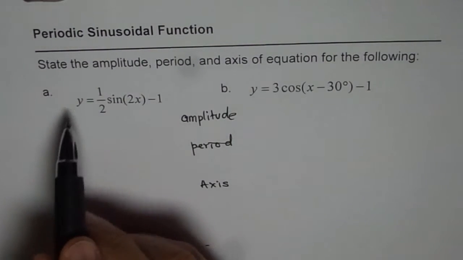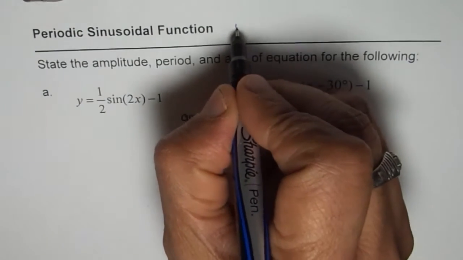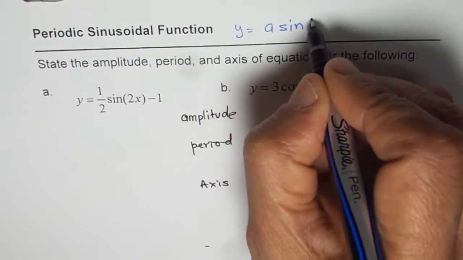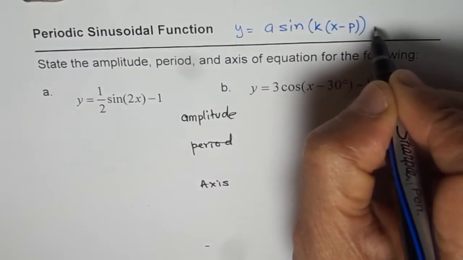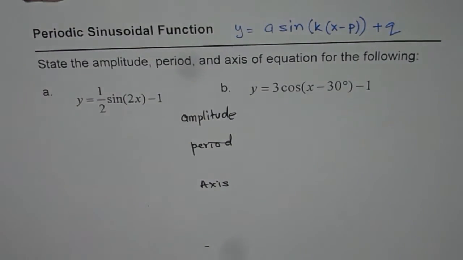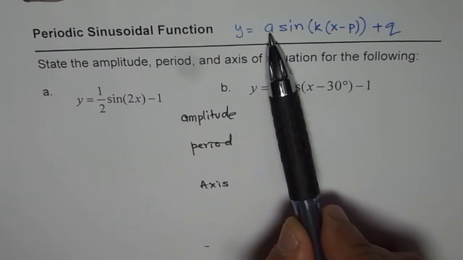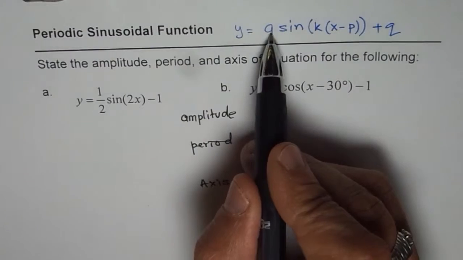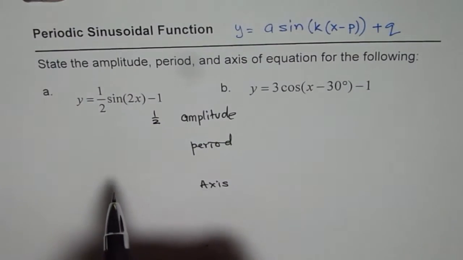Now, whenever you have equation in this form, let me first write down a general equation, which is y equals a times sine of k within bracket (x minus p) plus q, right? That will help me to explain many things. Now the amplitude for a sinusoidal function, or we could have cosine here, is a, the coefficient which you see right there. So you have to straight away read, and always it's a positive value. So amplitude for the first equation is half.